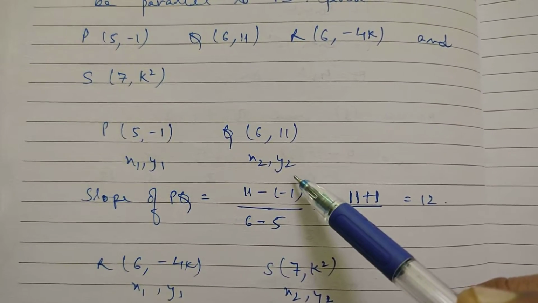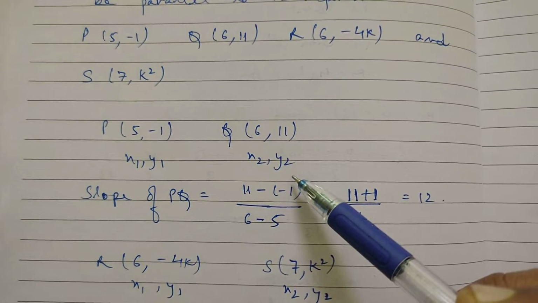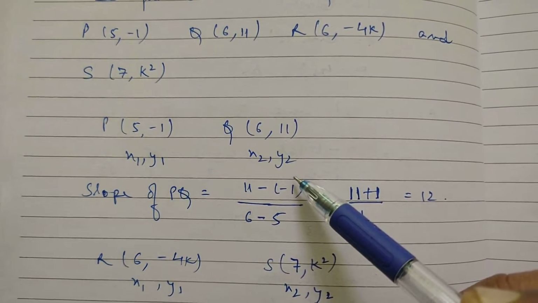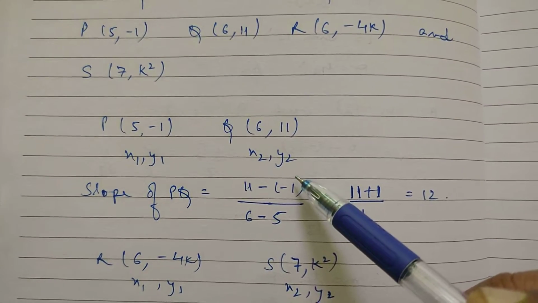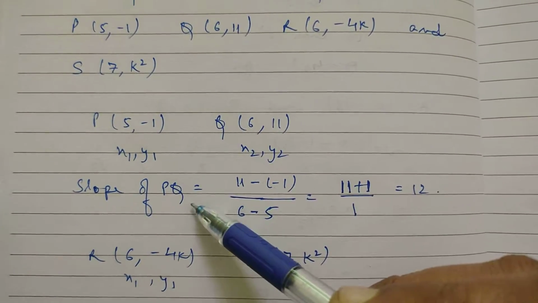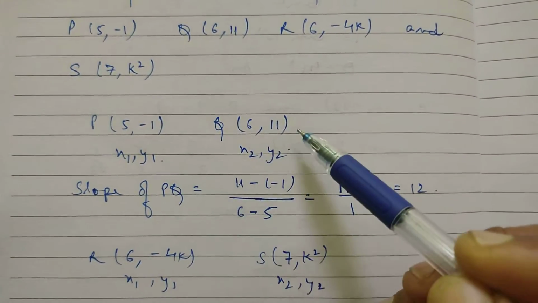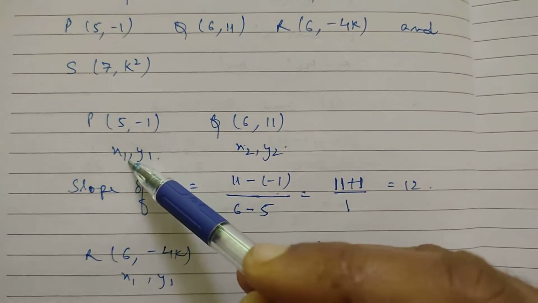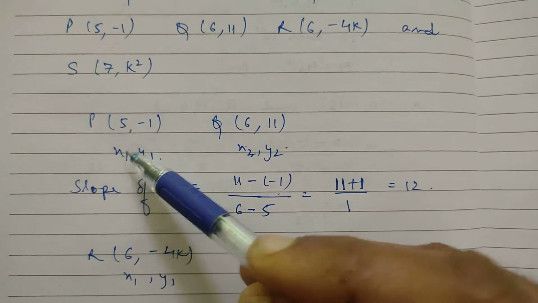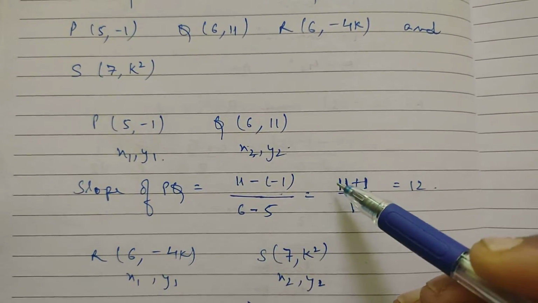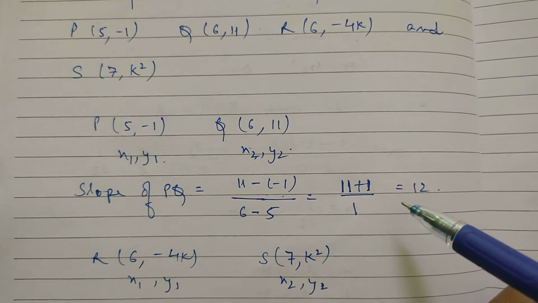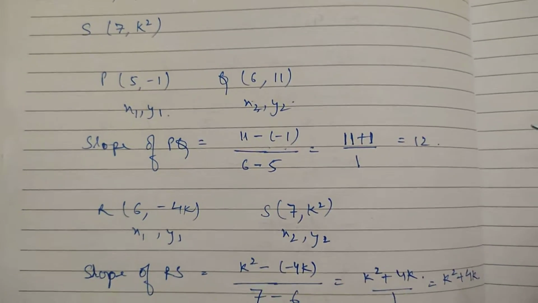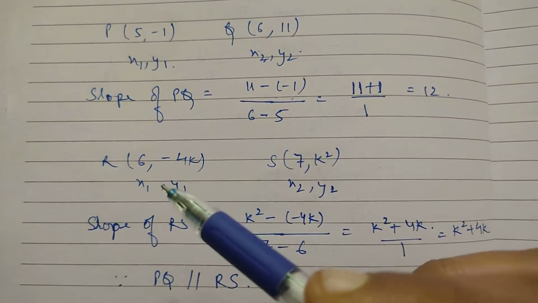I'm considering the coordinates of P point as x1, y1 and the coordinates of Q point as x2, y2. And since we know that slope formed between any 2 points through which line is passing can be taken out by difference of ordinates divided by difference of abscissa. So the same concept I'm going to apply. Slope of PQ can be taken out as y2 minus y1, that is 11, minus then minus 1, which is the value of y1, upon x2 minus x1, that is 6 minus 5, which will give us the value as 11 plus 1, minus minus is plus, 1 upon 1, which will finally give us the slope value of PQ as 12.